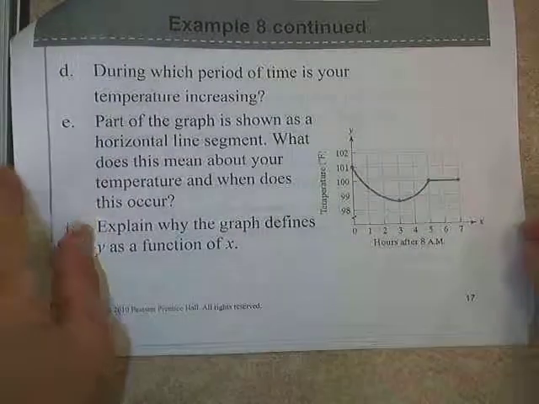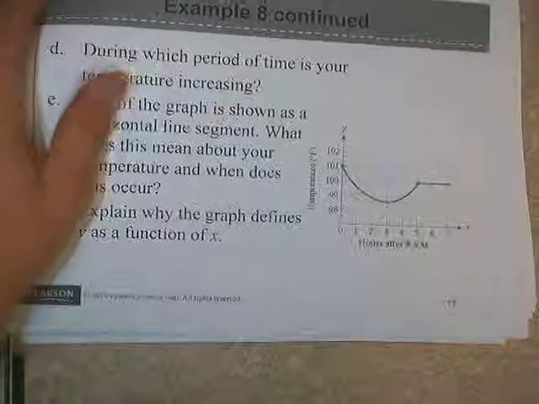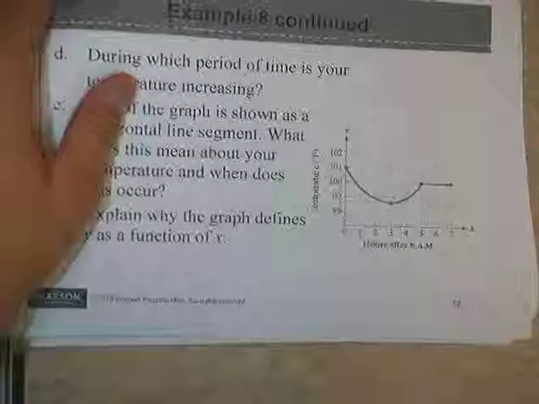Alright, and then in part F it says explain why this graph defines y as a function of x. Why is this a function? Because it passes the what? It passes the vertical line test. So since it passes the vertical line test, we have a function.